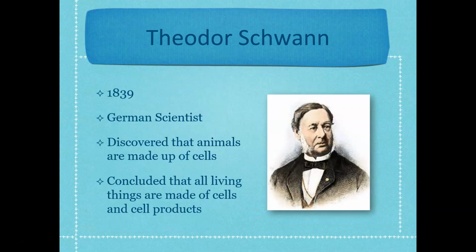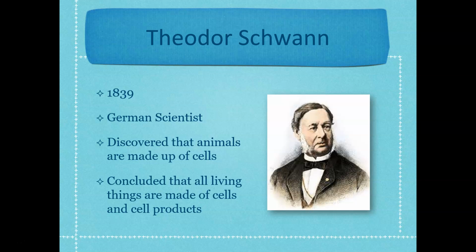Fast forward one more year, still in Germany, and Theodor Schwann is basically coming up with the same conclusion except for animals. So every animal that he was observing, again, he would take tissue samples, look at them under a microscope, and they would also be made up of cells. And so take the information from Schleiden and Schwann, and we get to the point by 1839 that we can conclude that all living things must be made of cells or cellular products.